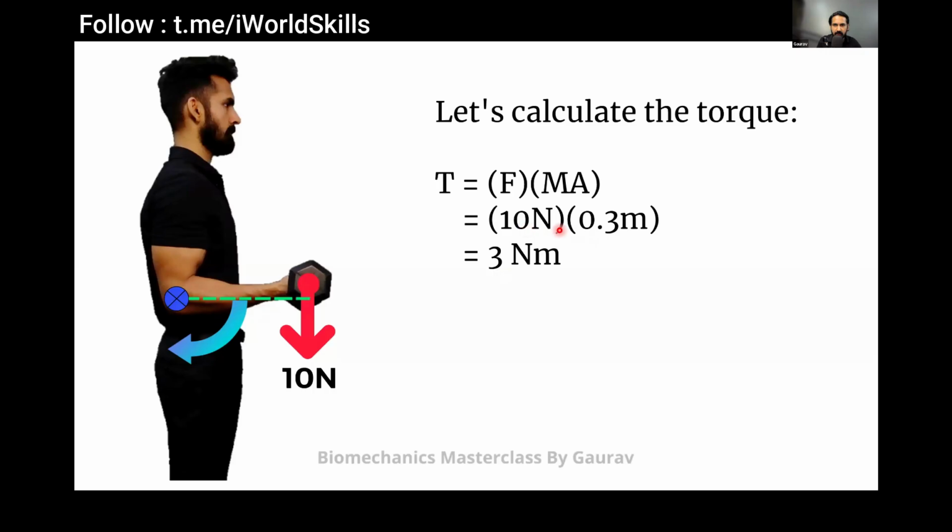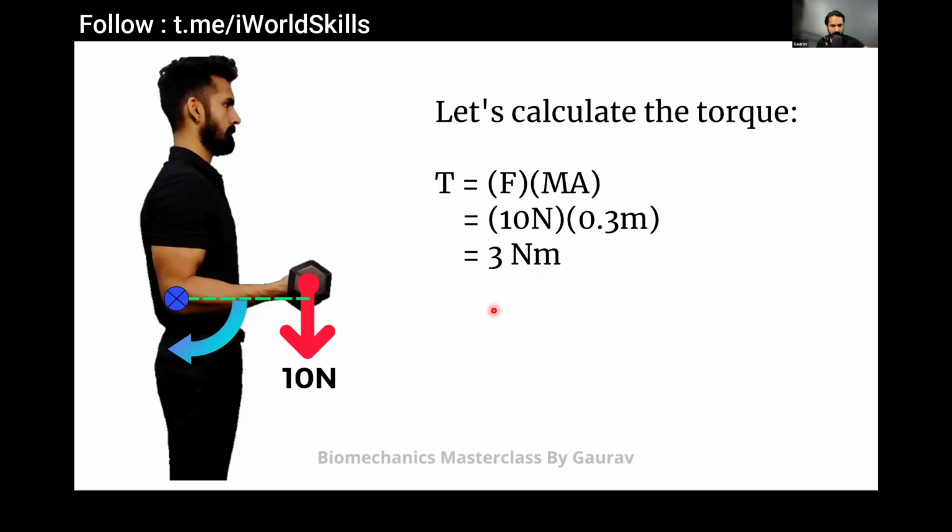So 10 Newton multiplied by 0.3 meter gives you 3 Newton meter of torque, which means 3 Newton meter of resistance. What this means is the resistance offered by this 10 Newton dumbbell is 3 Newton meter. This 10 Newton is not the resistance. The resistance offered by this 10 Newton dumbbell is 3 Newton meter in this position. And that's how you calculate resistance.